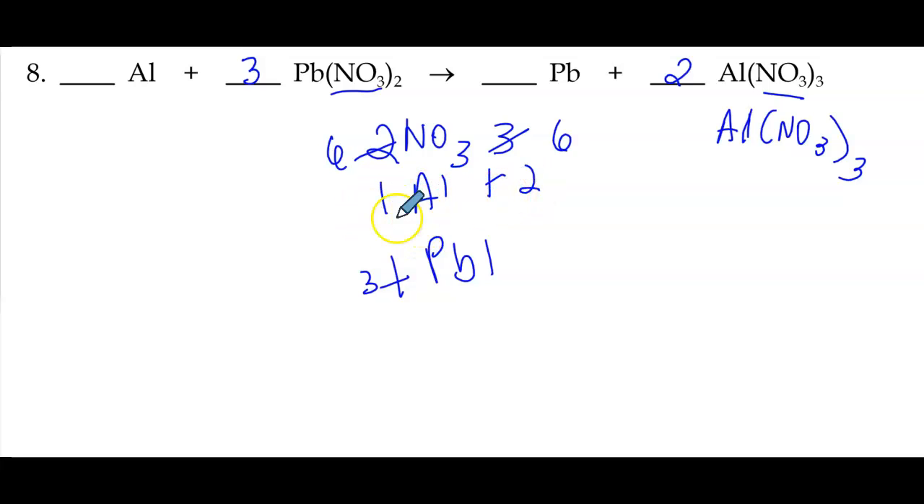Aluminum is 1 and 2. To get aluminum to be 2 on both sides, I'm going to put a 2 here. This goes to 2. And then lead is 3 and 1. To get 3 leads on the right, I got to put a 3 here. And there we are, we're balanced. That's a 2, 3, 3, 2.